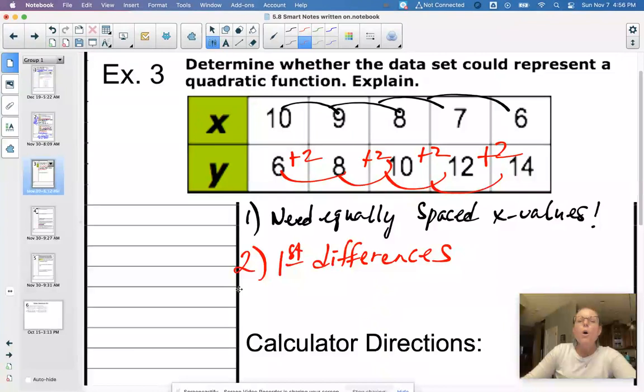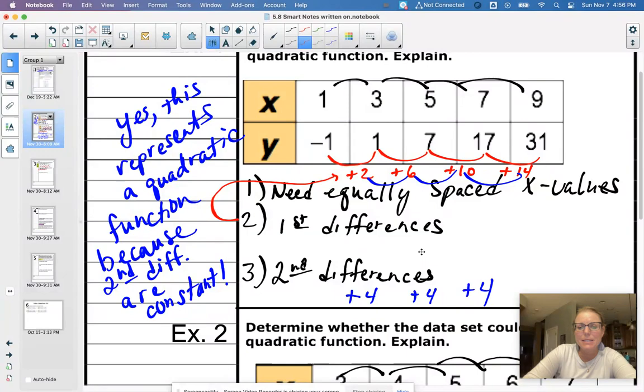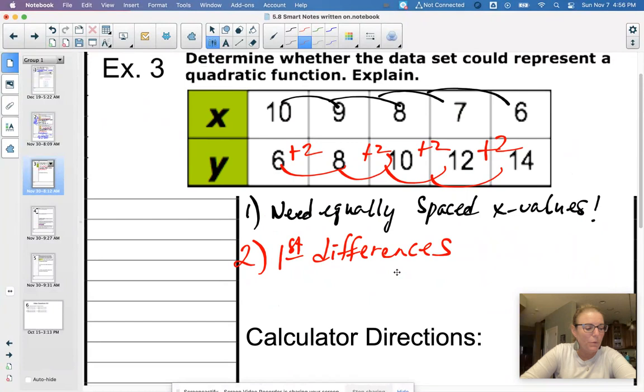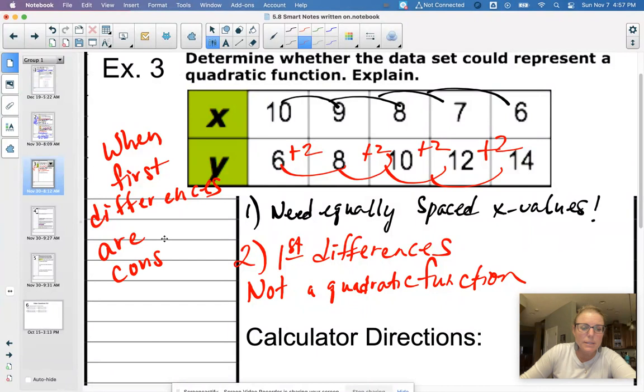We have a problem because, as you noticed back in example two, the first differences are not the same. That's how the y values are changing for both of these. The first differences are not the same. We're looking to see that the second differences are equal, and then we can say it's a quadratic function. When the first differences are constants, it is linear. So I'm going to right now say this is not a quadratic function. And over on the side, I'm going to say, and everyone should be writing this down, when first differences are constant, the function is linear.